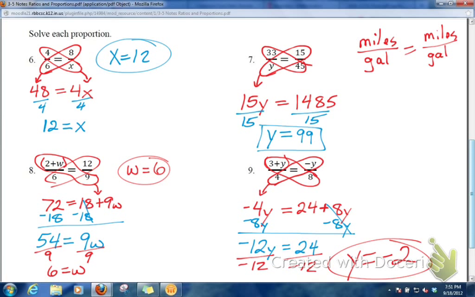And this will make a little more sense when we start setting up proportions with story problems. I did not have one of those as an example, but we will definitely be doing those in class. So just keep that in mind. All right, that is all for lesson 3-5.